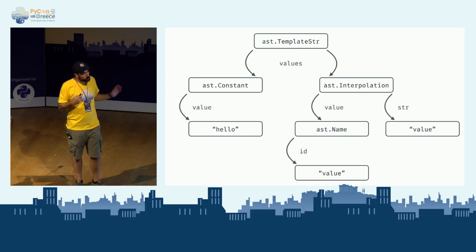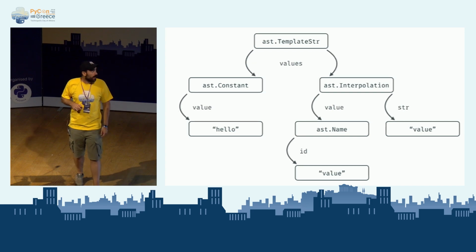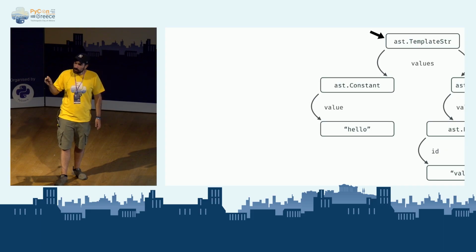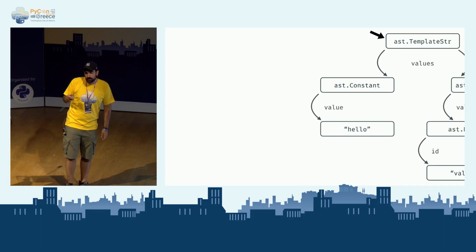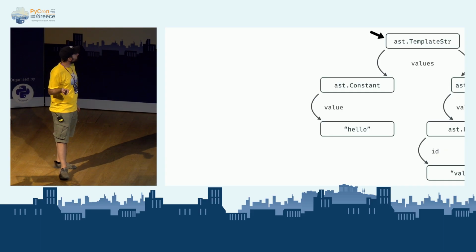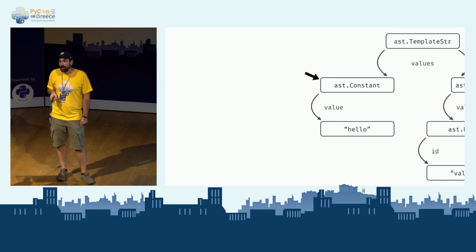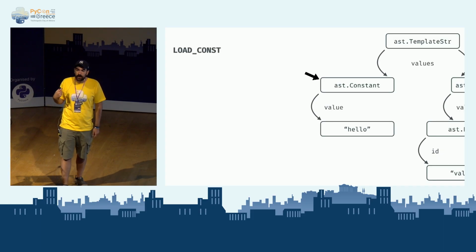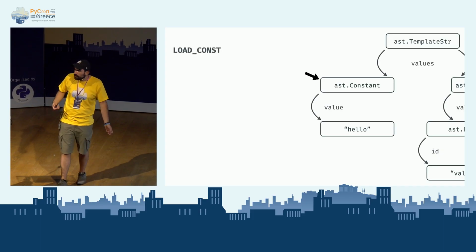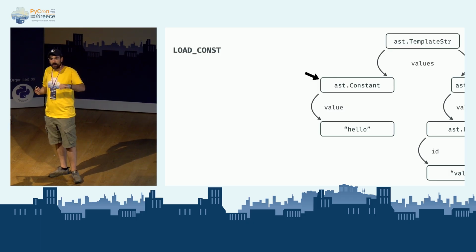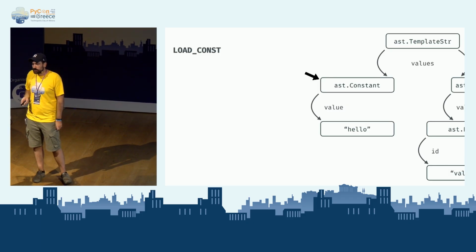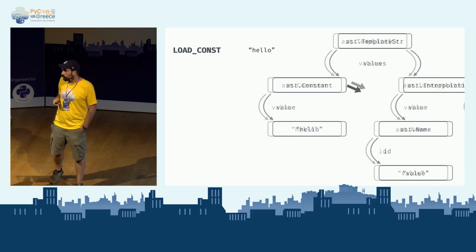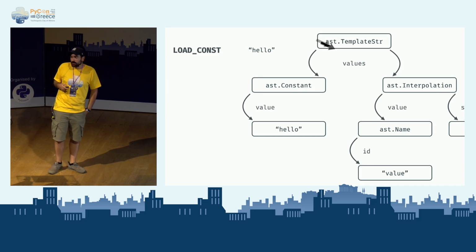So we have that tree we constructed before in the parser phase, and we go down that tree, and all we need to do is take each node of the tree and produce a bytecode instruction out of it. So for example, the bytecode compiler knows that the template string comprises a constant, and whenever we see a constant, we actually think load const. And load const is a bytecode that says take a constant and load it into the virtual machine. Then what's the constant? The constant is hello. We go to the next one. We have an interpolation.